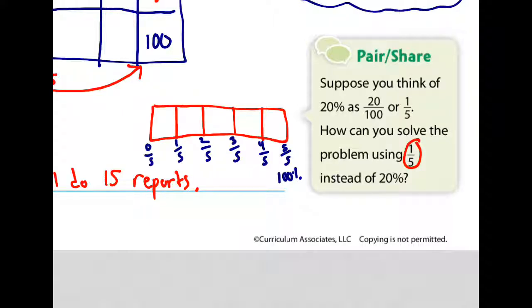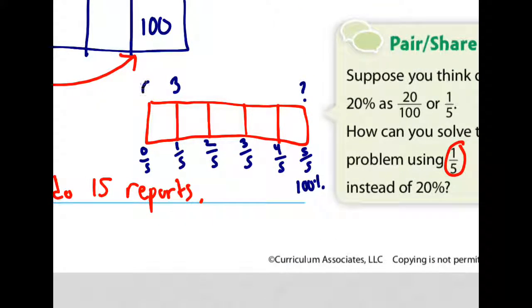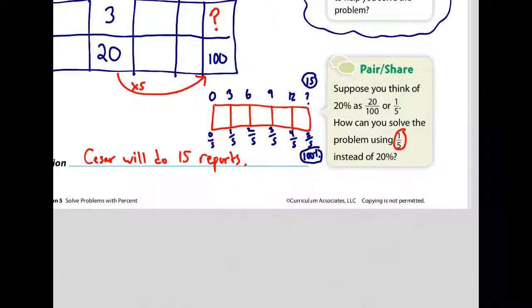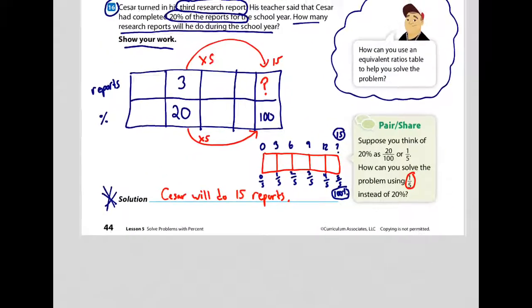So you need to figure out how many total reports he has. Now he did 20%, which is 3, right? So 1/5 is 3. So check this out. I think this is pretty cool. So if 0/5 is 0 reports, 1/5 is 3. I'm just going to count by 3s. 6, 9, 12, 15. So that means all of the reports, all 100%, would be 15 reports. So just a different way you could have solved that problem.